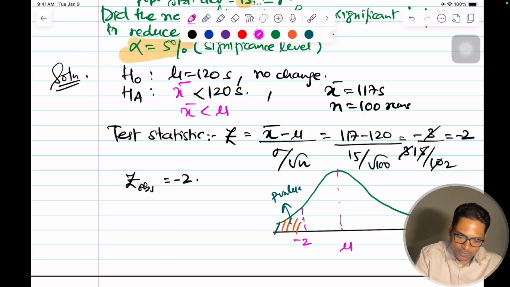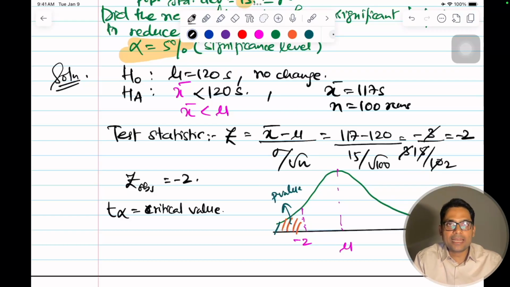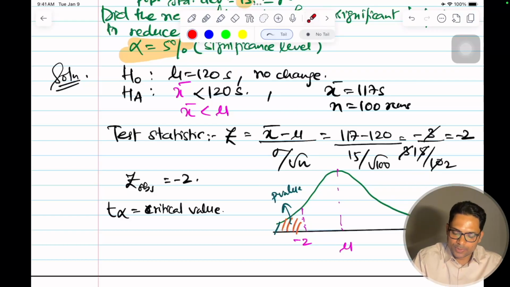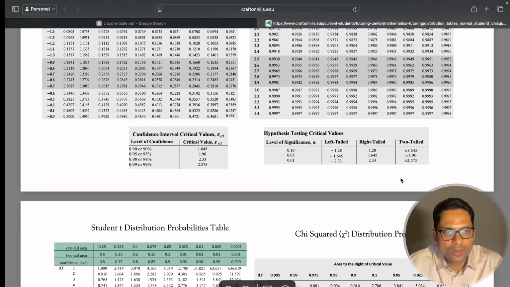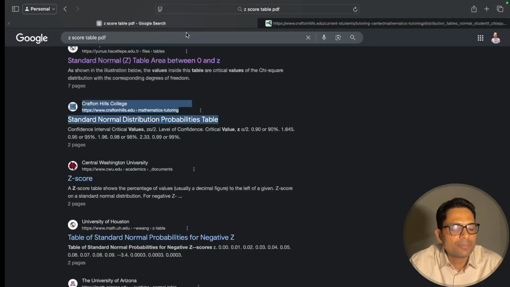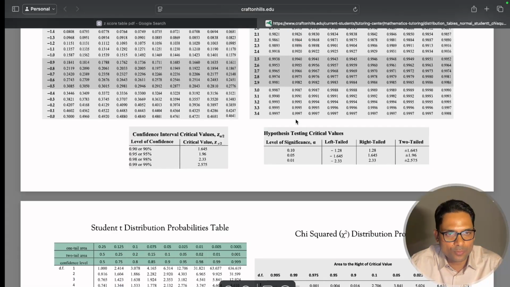And now we have to find out the significance value. So what is t alpha? This is the critical value, for which my area under the curve will be less than 5%. Less than 5%, and 5% will be 0.05. So let's see the z-score table. I've opened the table. If you just Google z-score table PDF, you will get the table. I have opened one table.